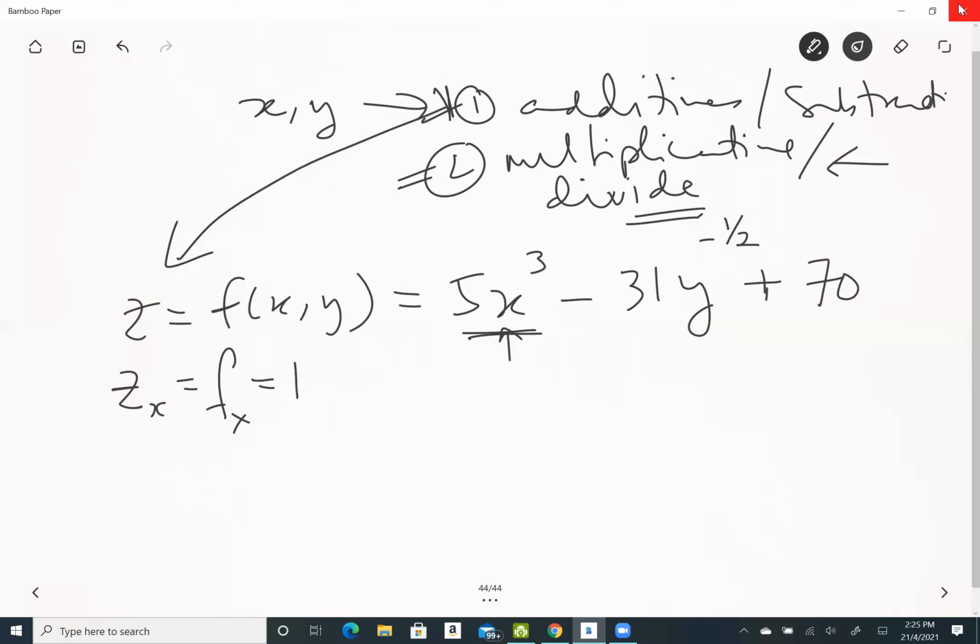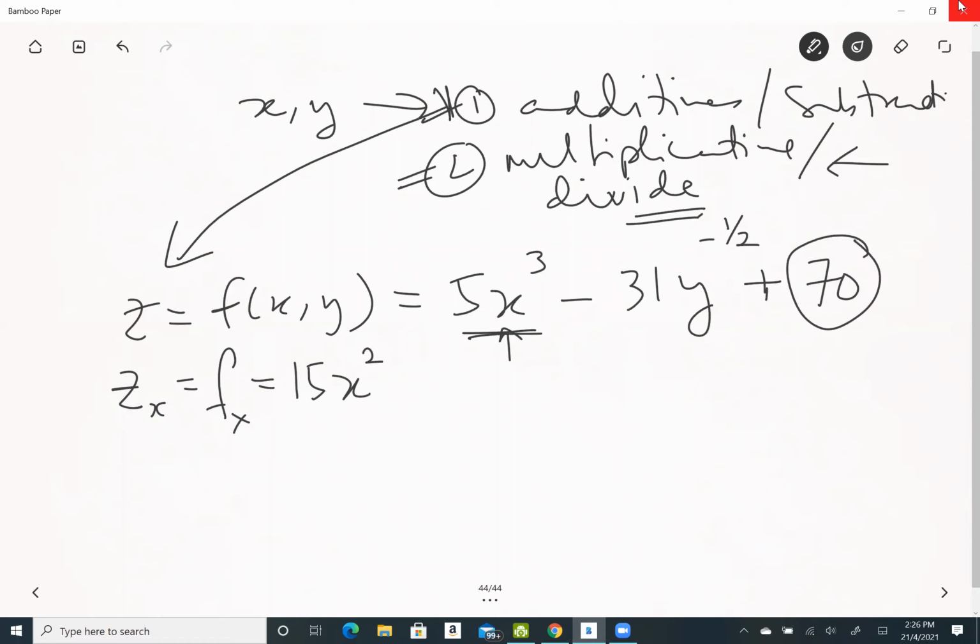(15x squared, sir). 15x squared. Okay. Now here you got 70 constant. What is the derivative of 70? 0. Okay. Now thing is, now you have 31y to the power of negative half.